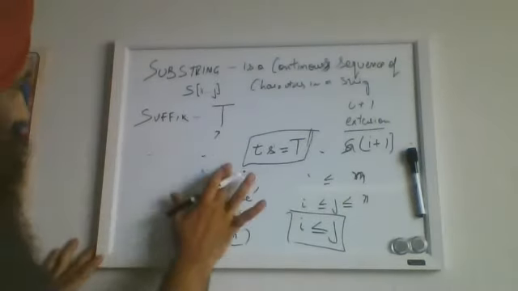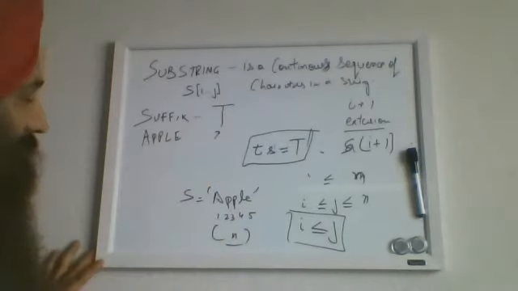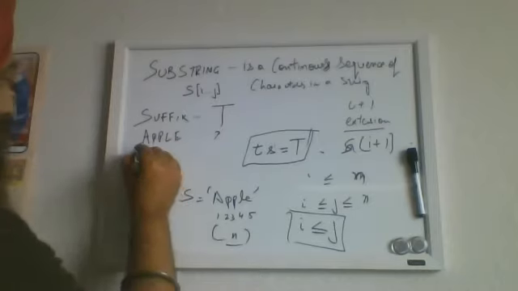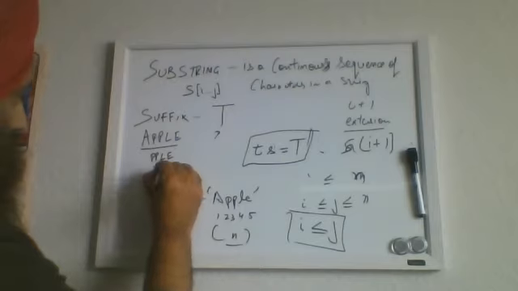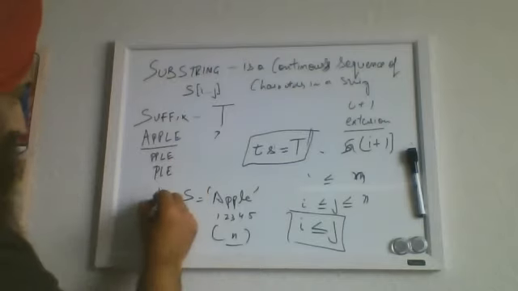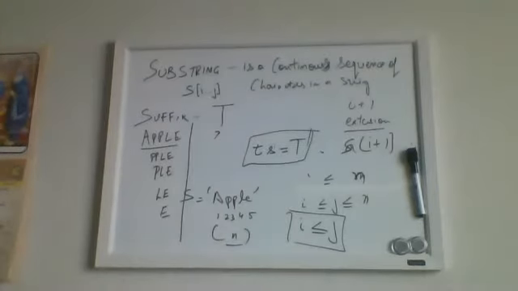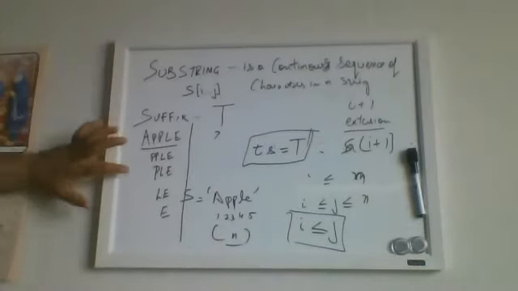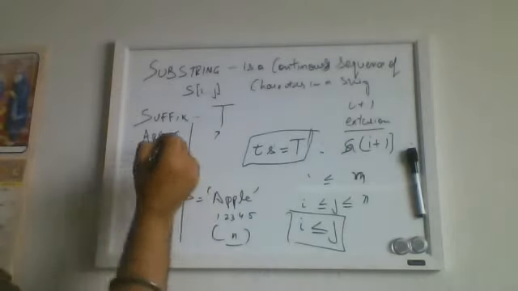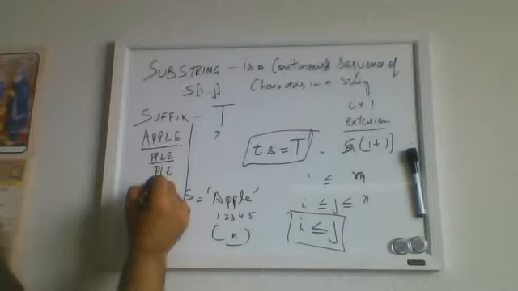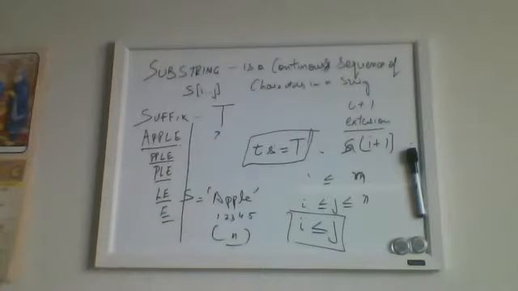Let me explain with an example. Suppose you pick up the word apple. All the possible suffixes would be apple, pple, ple, le, and e. So these are all the possible suffixes of the word apple. You take the whole string, then you move to the next character, and the next, and the next, until you reach the end. So this is what a suffix is.